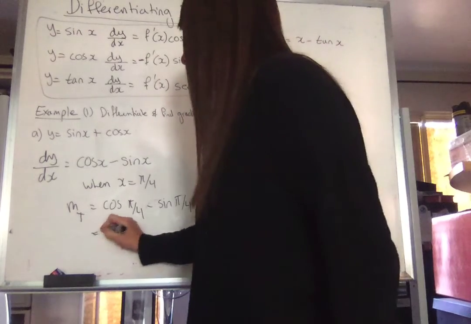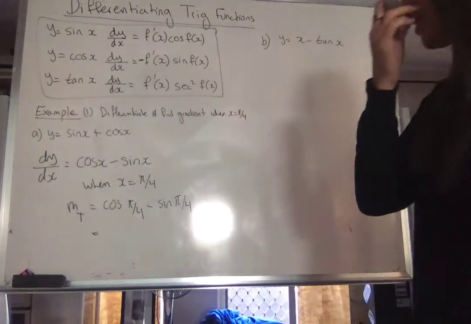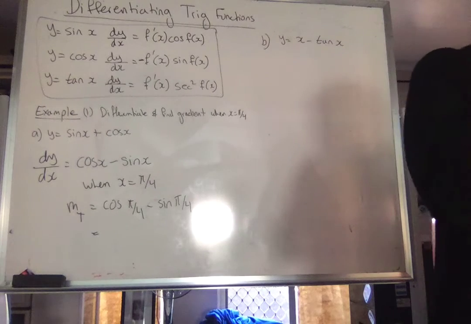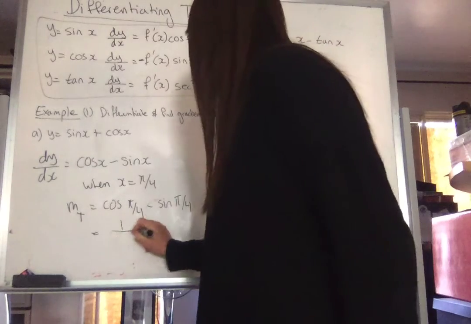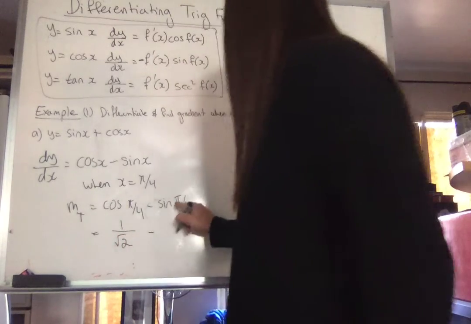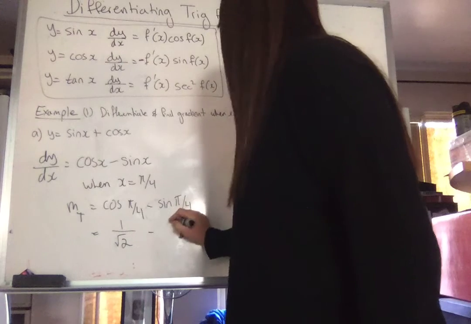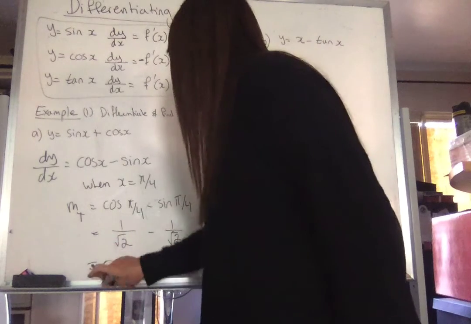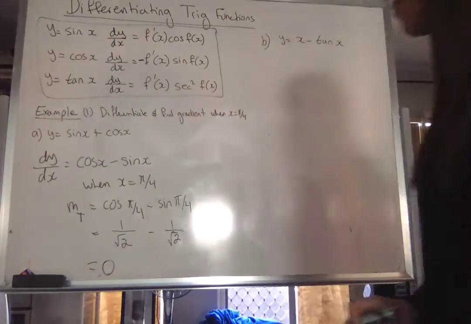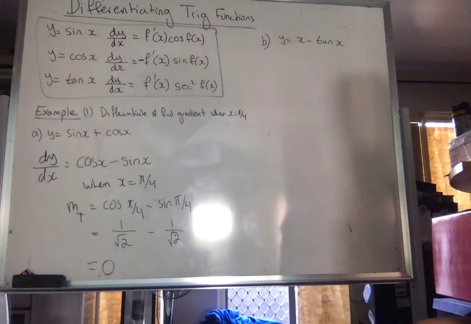Okay, so the gradient of the tangent, because it's what the question is asking us to find, we end up with, well, cos pi on 4, that's 1 over root 2. Sine pi on 4, that's sine 45, is 1 over root 2. So we end up with 0. Okay, all right, that's the first one.